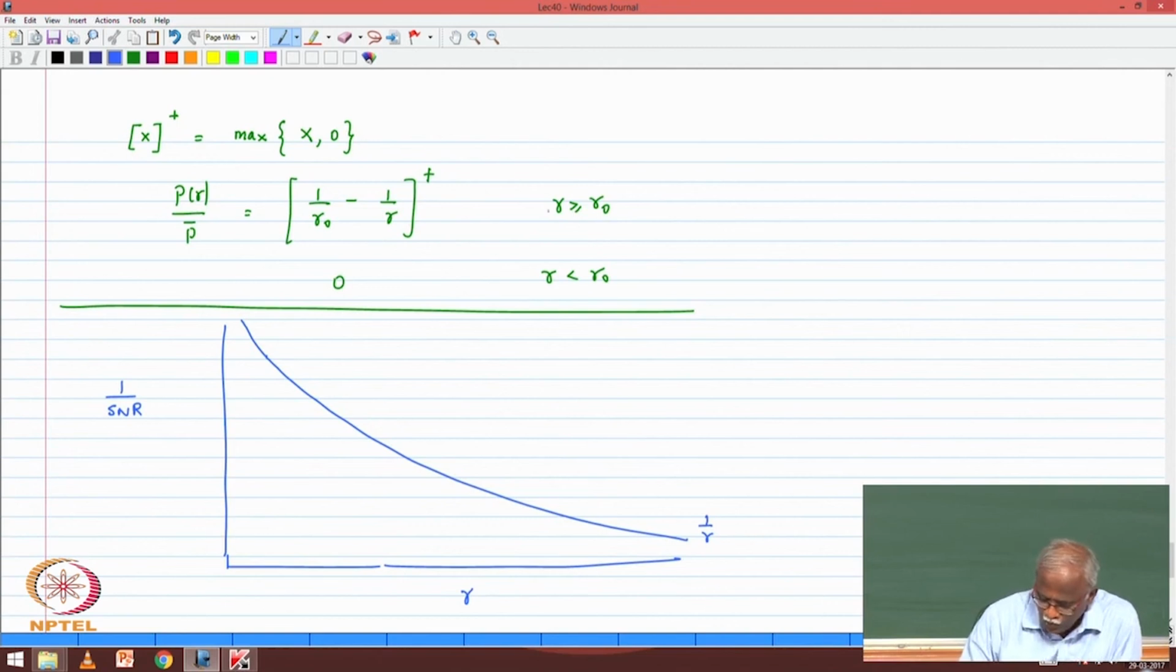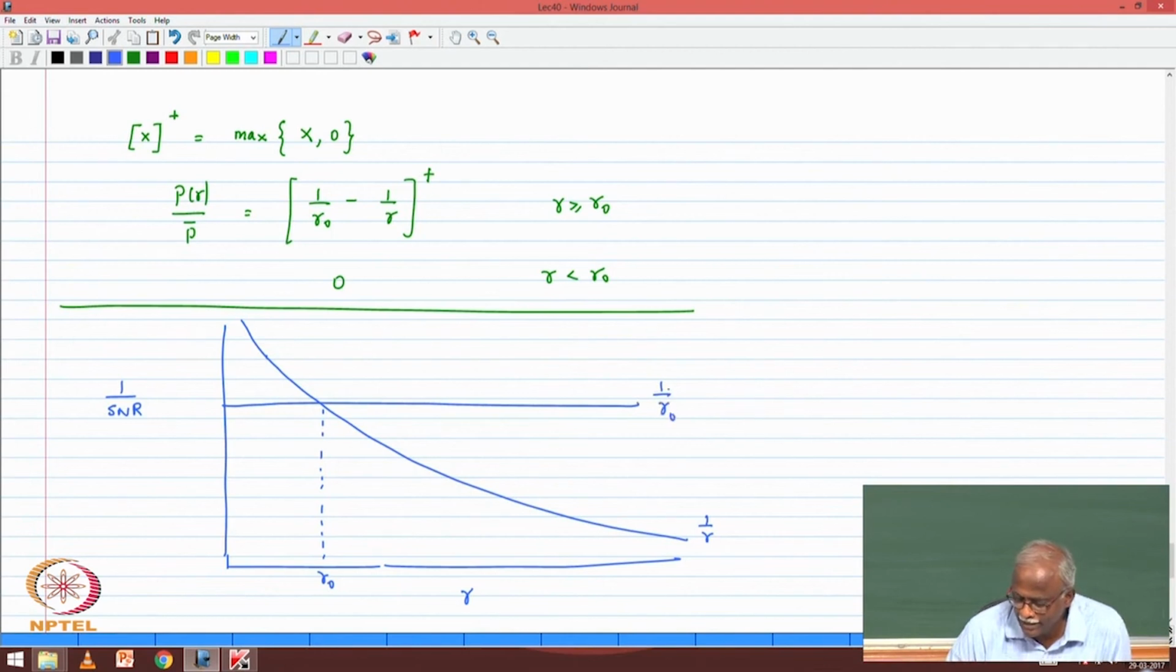Now, I want to interpret this result. It says that there is some SNR gamma naught, which corresponds to 1 by gamma naught. Once you know gamma naught, 1 by gamma naught is a constant. The interpretation of the optimum power allocation says that in this region below gamma naught there is no transmission, and above this portion there is transmission. Okay, this is where transmission occurs.